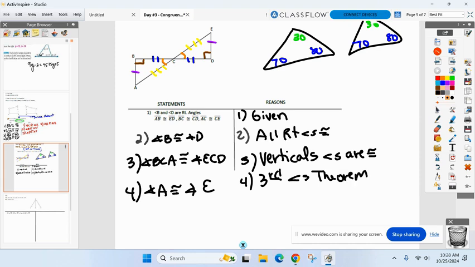Just so we're all clear, there is no such thing as the third side theorem, that if two sides are equal, the third pair must be. That is not true. Only with the angles.